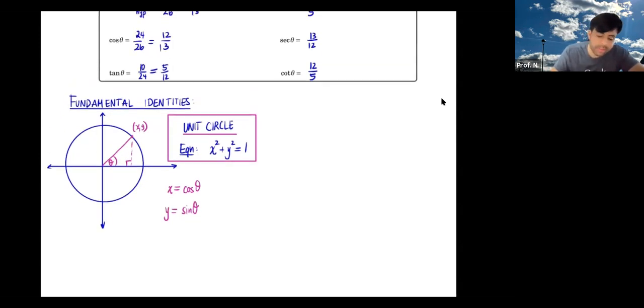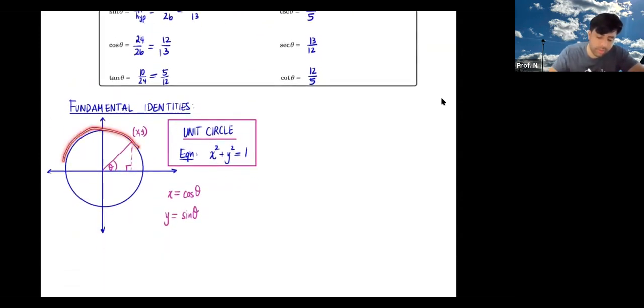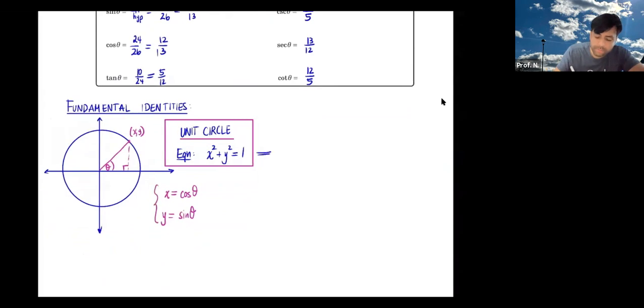Since we know that the equation of the circle is x squared plus y squared equals 1, and we know that x equals cosine theta and y equals sine theta, what we can do is substitute x for cosine and y for sine. You get cosine theta squared plus sine theta squared, and this equals 1.